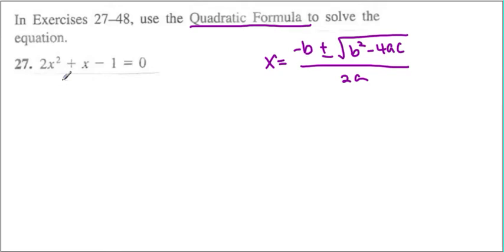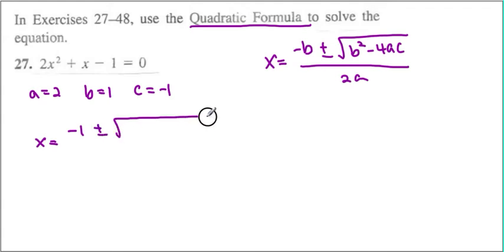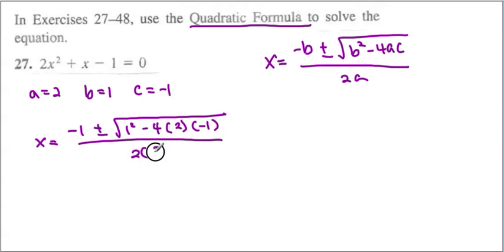Now here we have a equal to 2, b equals 1, and c has to be equal to negative 1. When you plug them in, we get negative 1 plus or minus the square root of 1 squared minus 4 times a, which is 2, times c, which is negative 1. The entire thing is divided by 2 times a, which is 2.